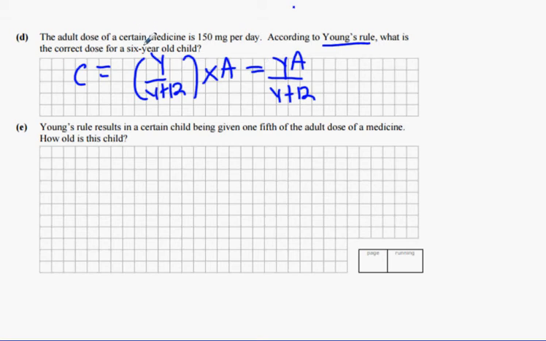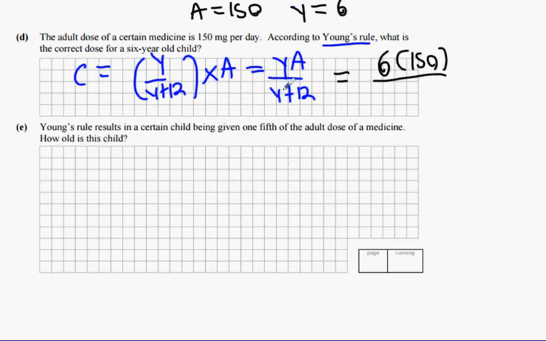What's the adult dose? Can anybody tell me the adult dose? What's the A value? The A value? 150 for the adult dose. Okay. And what age is the child? 6. So all I have to do is this: 6 times 150 divided by 6 plus 12. The dosage for that particular child is 50 milligrams when you put it into your calculator.